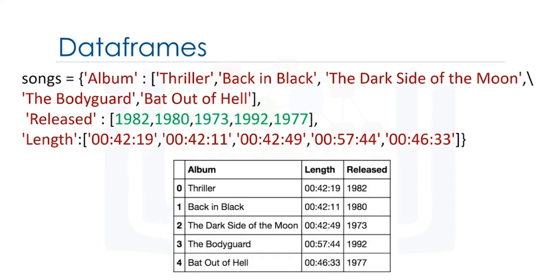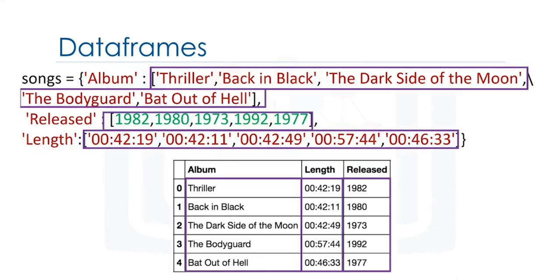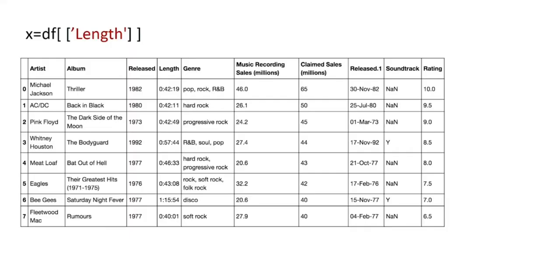We can see the direct correspondence between the table. The keys correspond to the table headers. The values are lists corresponding to the rows. We can create a new data frame consisting of one column.